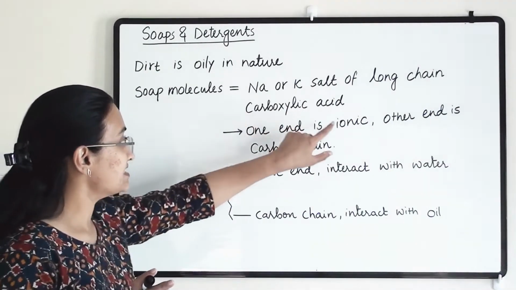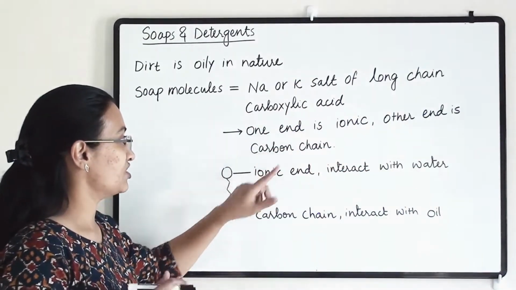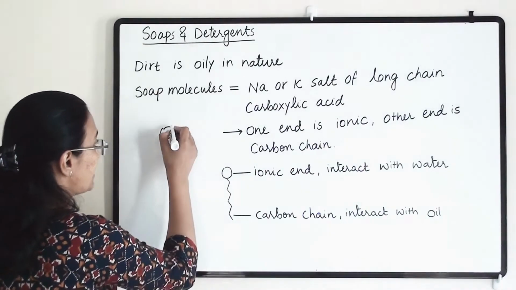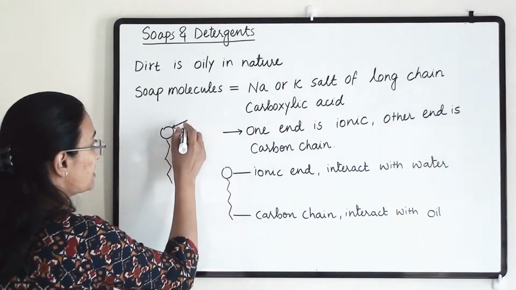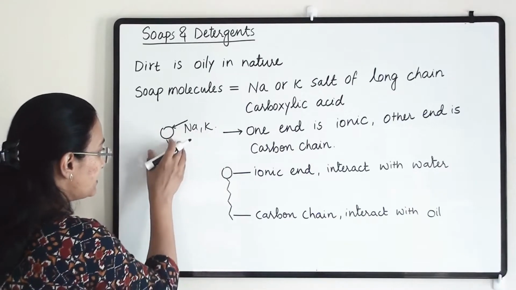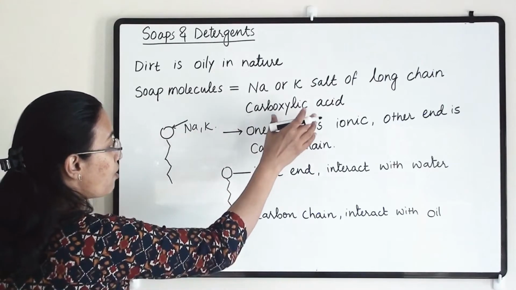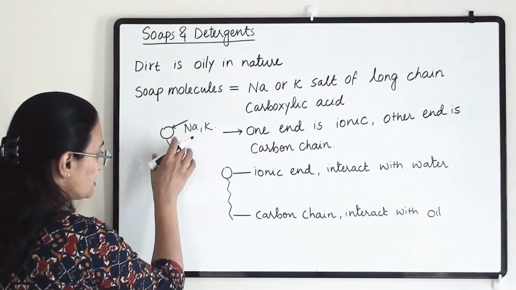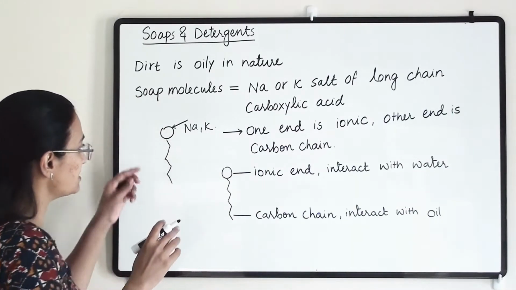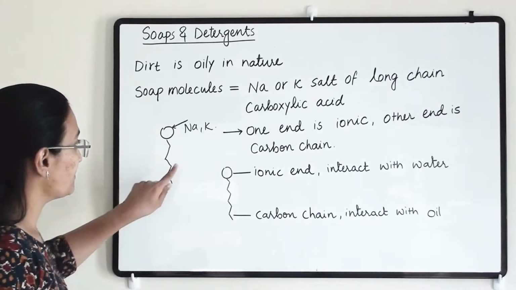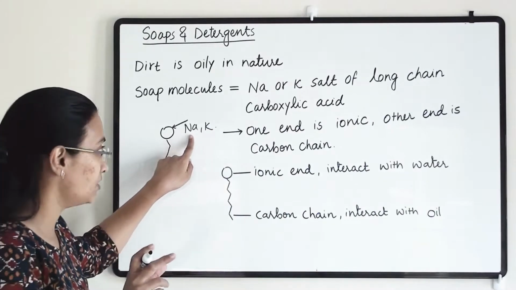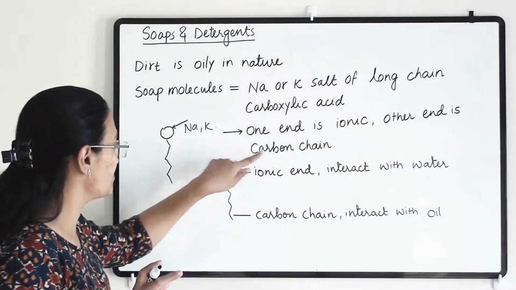Now one end is ionic and the other end is a carbon chain. If I draw a soap molecule something like this, this end, which is ionic, has a sodium or potassium salt. The other end has a long chain of carboxylic acid. So this is a long carbon chain which has a carboxylic acid at the end. So this is the structure of the soap molecule. One end is ionic, along with the potassium or sodium salt, and the other end is the carbon chain.